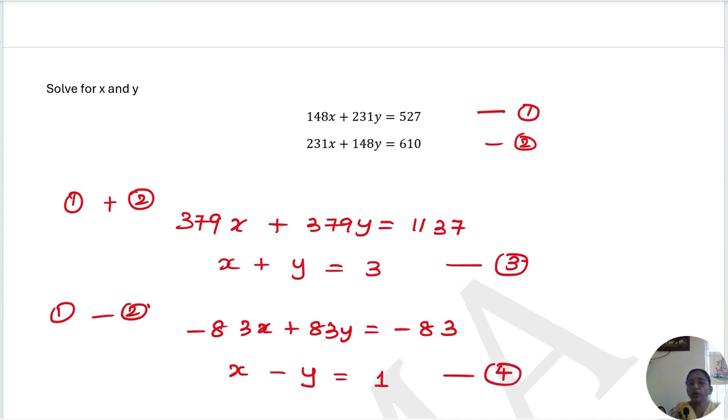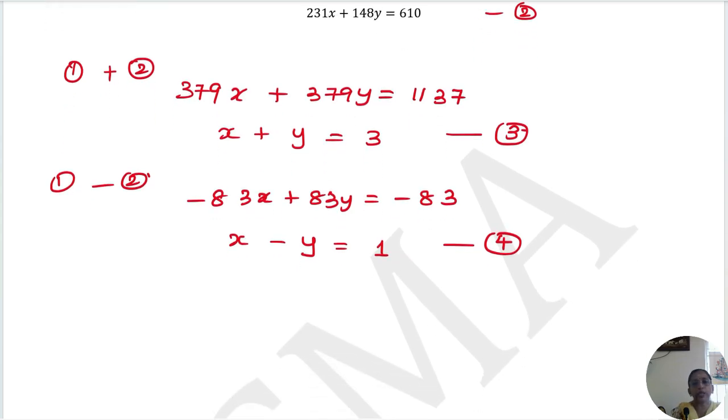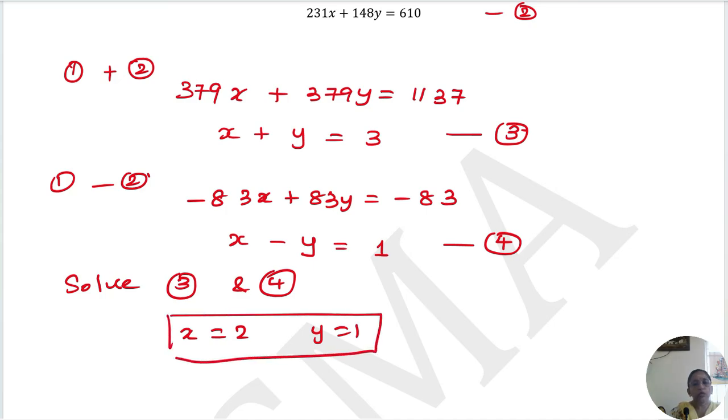If you solve equations 3 and 4, you will get the values of x and y. So solve equations number 3 and 4. Your x value is 2 and y value is 1. To get your third equation, add 1 and 2. To get your fourth equation, subtract 2 from 1.